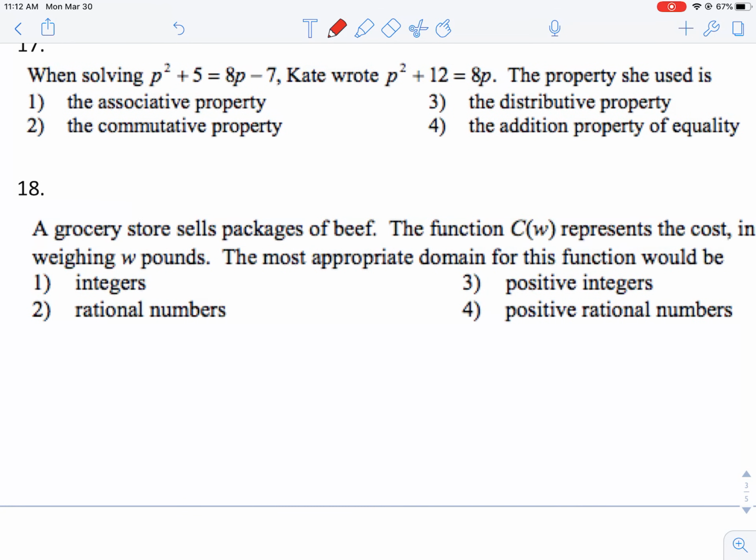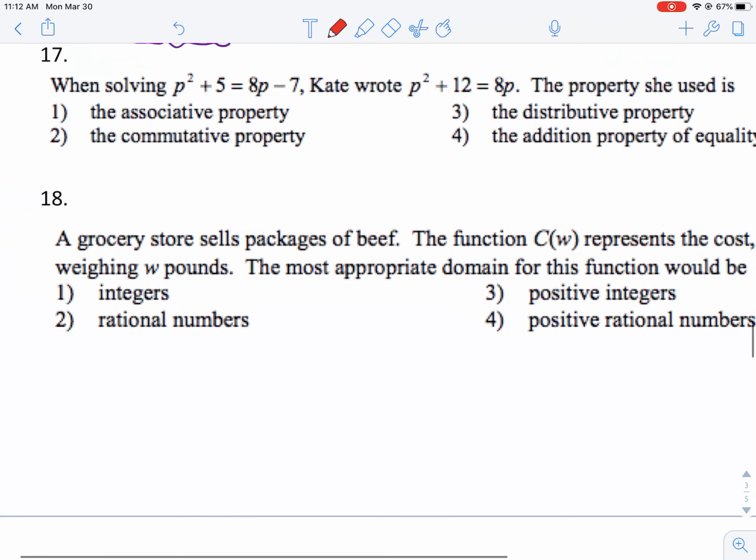Okay, switch the color up a little bit. All right, so when solving p squared plus 5 equals 8p minus 7, Kate wrote p squared plus 12 equals 8p. We're trying to figure out what properties she used, so how she got from this side to there.